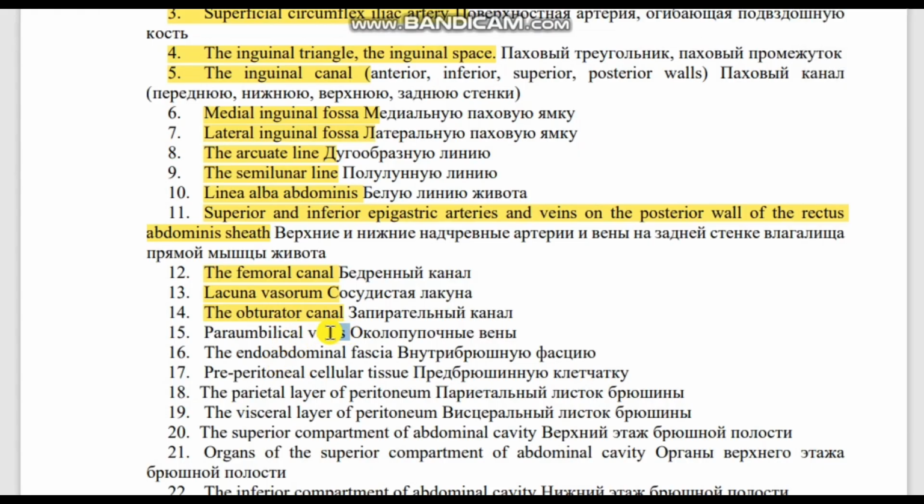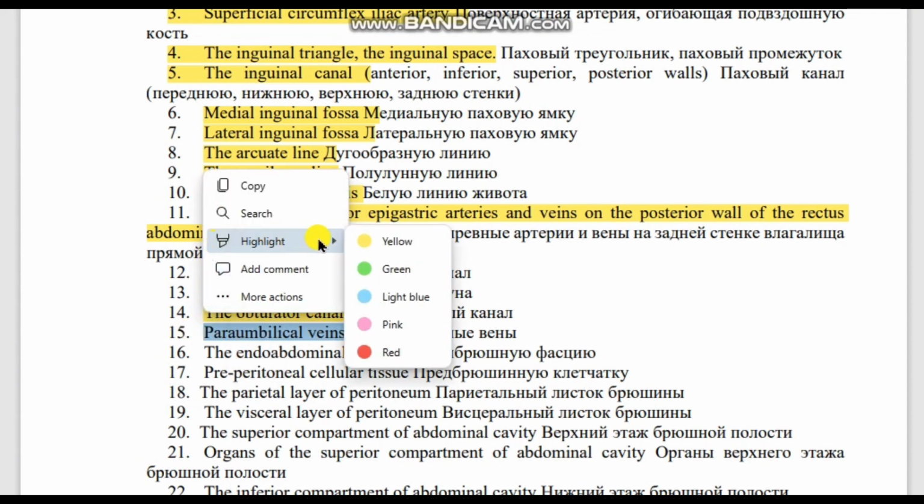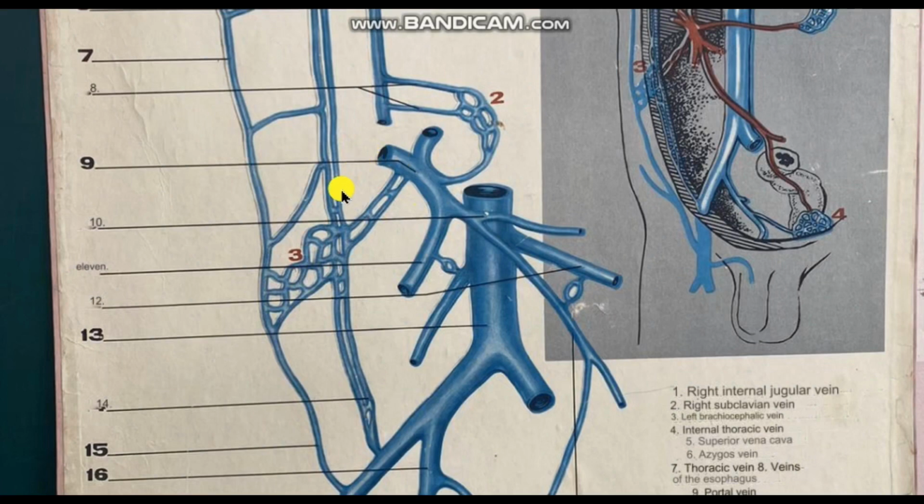Next we have paraumbilical veins. These are the paraumbilical veins. Okay, it is located around the falciform ligament, which is next to the round ligament. You can also show it on the liver.